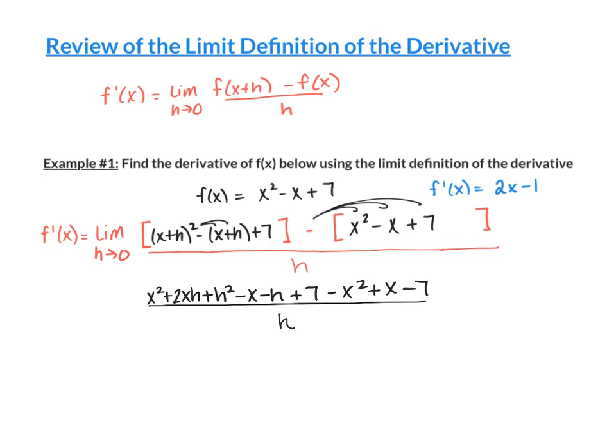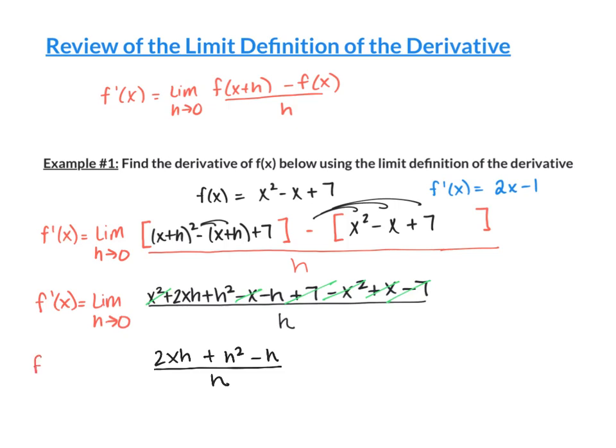And I know it's annoying, but we always have to remember to write down f prime, the limit, as h goes to 0. And we can combine like terms and cancel stuff out. So this x squared with this x squared will cancel. This x with this x will cancel. And those 7s will cancel. So we're left with 2xh plus h squared minus h all over h.